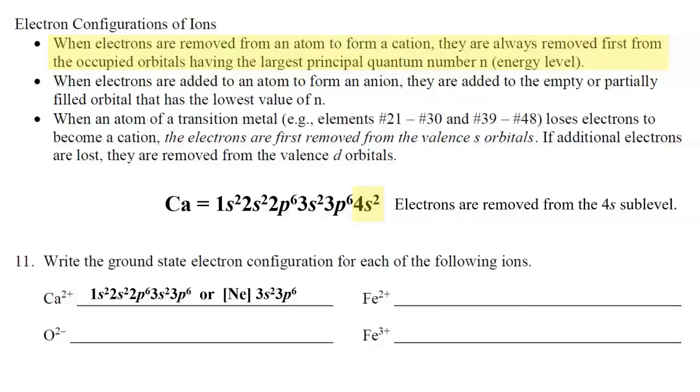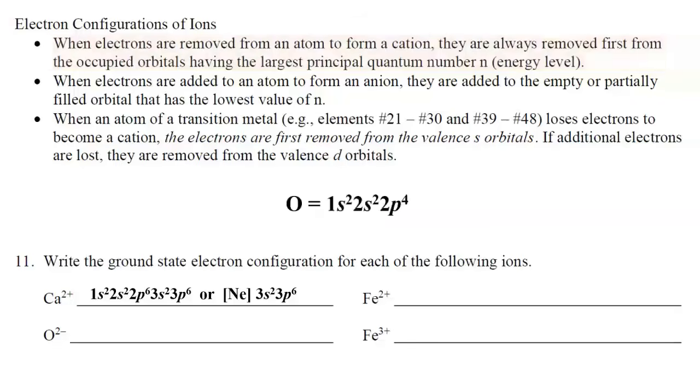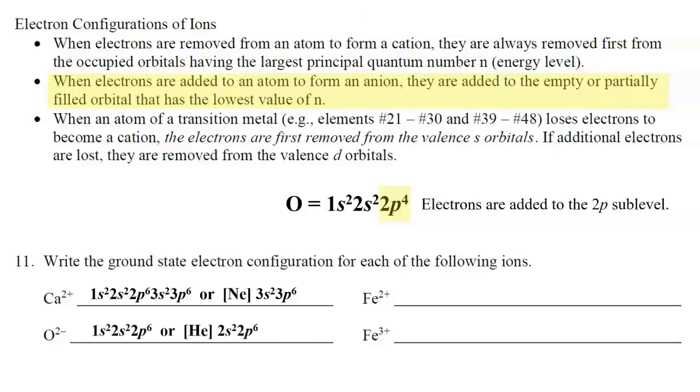Okay, our next example of an ion is oxygen 2-. So here's what oxygen looks like with 8 electrons: 1s2, 2s2, 2p4. Now we're going to add 2 more electrons to this atom to make it an ion. When electrons are added to an atom to form an anion, they are added to the empty or the partially filled orbital that has the lowest value of n. So 1s is full, 2s is full, but 2p is partially filled. So those 2 electrons are going to go into the 2p sublevel, which brings it up to 1s2, 2s2, 2p6.